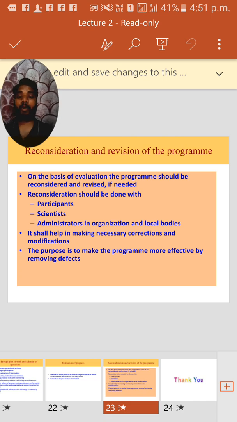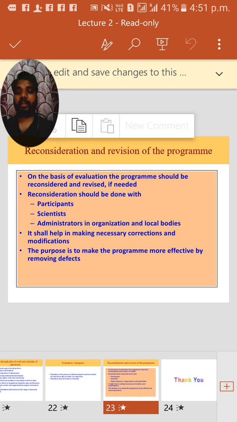Next and last is an important point. Questions may sometimes be raised, even in competitions, about the last step of extension program planning, reconsideration and revision of the program. On the basis of evaluation, the program should be reconsidered and revised if needed. Reconsideration should be done with participants, scientists, administration in organizations and local bodies. It shall help in making necessary corrections and modifications.